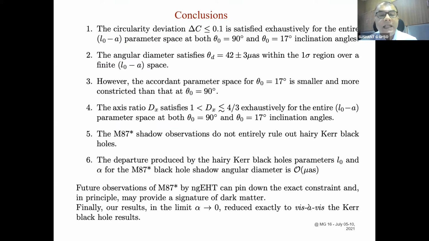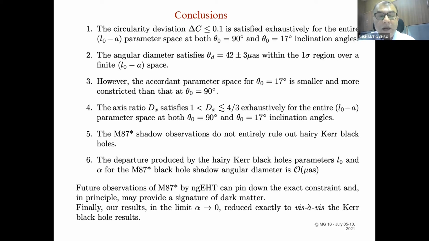Right. So we can say that the shadow of M87 from the Event Horizon Telescope observation does not entirely rule out the hairy Kerr black hole. And the departure produced by the hairy Kerr black hole, even if there is a departure, is of the order of the micro arc second. So this departure cannot be resolved by the present Event Horizon Telescope, and one has to wait for the future.